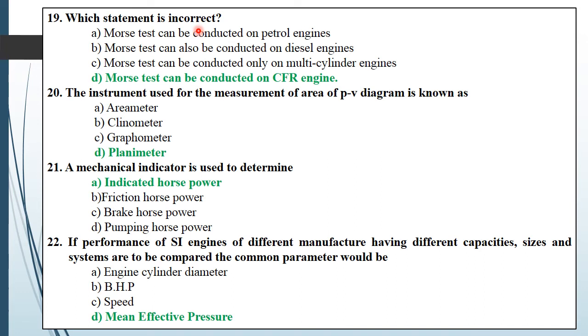Next, which statement is incorrect? Read this question carefully. Which statement is incorrect? Not correct, incorrect. First, morse tests can be conducted on petrol engines, on diesel engines, only on multi-cylinder engines, and on CFR engines. So if you read all these four statements, four options.